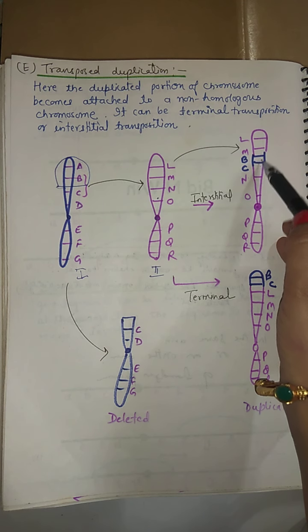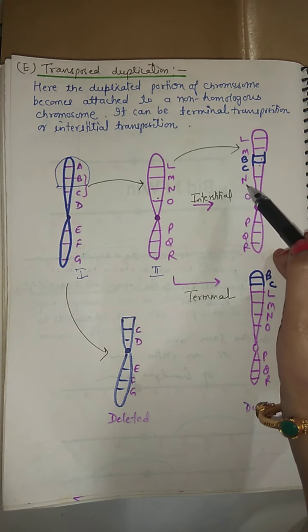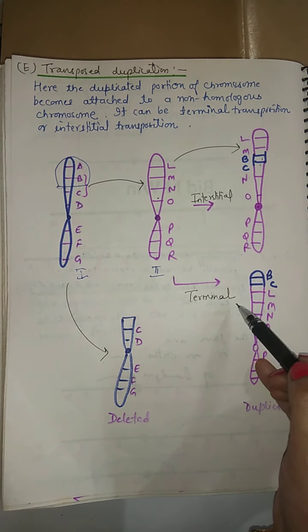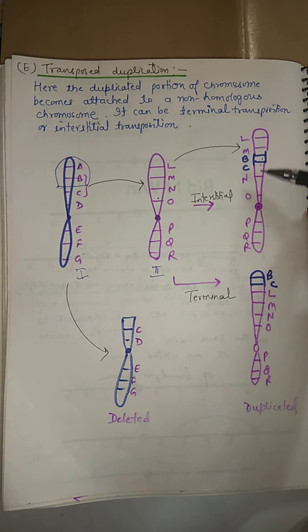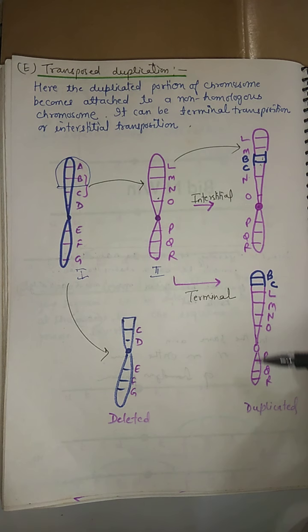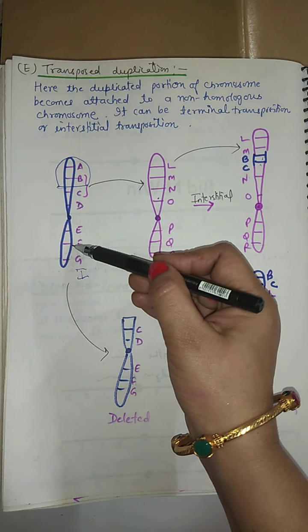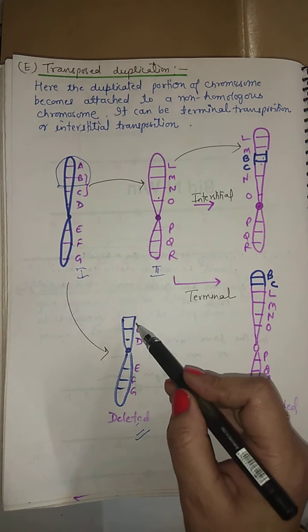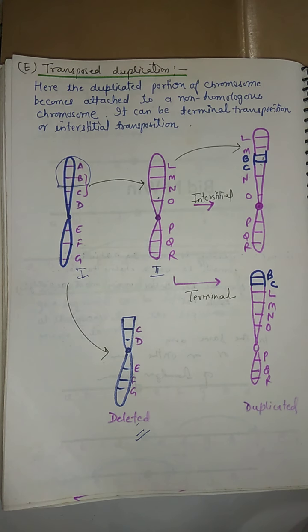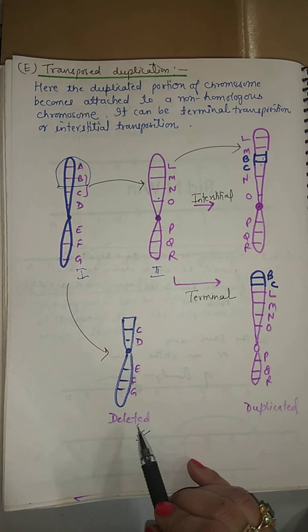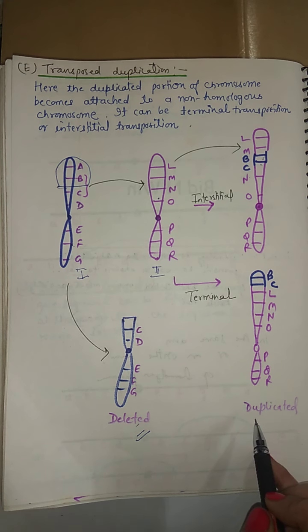Here it is lying as BC between the LM and NO, and here in the terminal part. So it can be interstitial or terminal. Now the gene sequence has been duplicated. This arm has become longer than the original arm, as you can observe here. While this homologous pair, another pair of chromosome, will be called a deleted chromosome since it has lost its two genes. So in a transposed duplication, we have one chromosome having deleted genes and the other having duplicated genes.